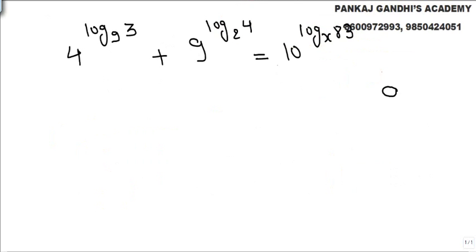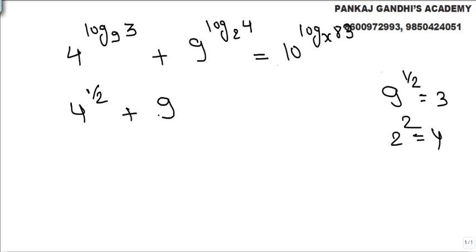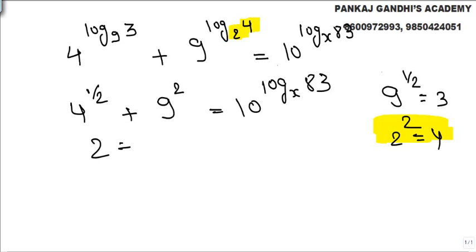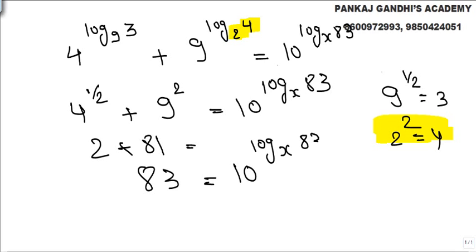Look, what we know is 9 raised to 1 by 2 is 3 and 2 square is 4. What do I mean by that? Log to the base 9 of 3 is 1 by 2, and log to the base 2 of 4 is nothing but 2 square, 2 raised to 2. So this answer will come: 2 plus 81, that is 83, equal to 10 raised to the power log to the base x of 83. Look, a peculiar number, this 83, what is happening here?